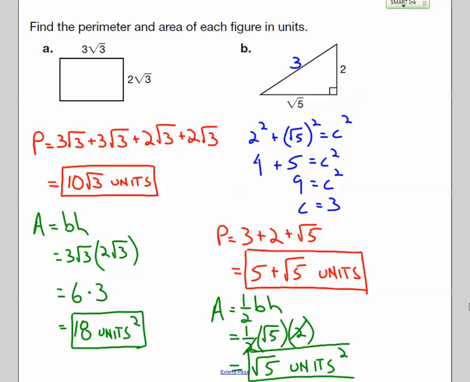Kind of goofy to leave things like this, but it's the only way to leave them exact. Kind of like leaving things in terms of pi, because pi cannot be written perfectly. Square root of 5 cannot be written perfectly. Square root of 3 cannot be written perfectly. So we have to leave our answers like this. So watch that part again. If you need to rewind, do it.